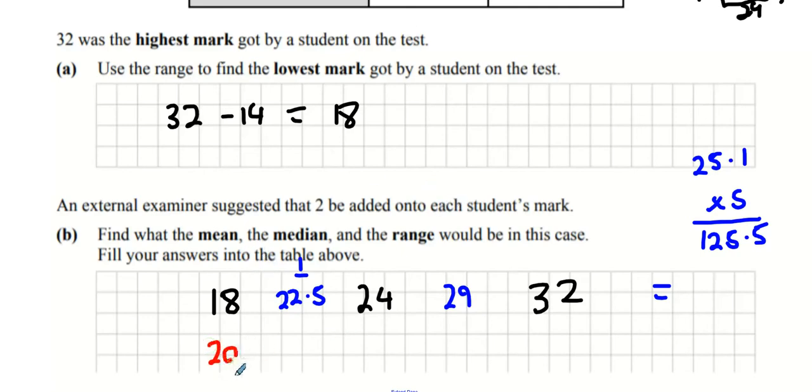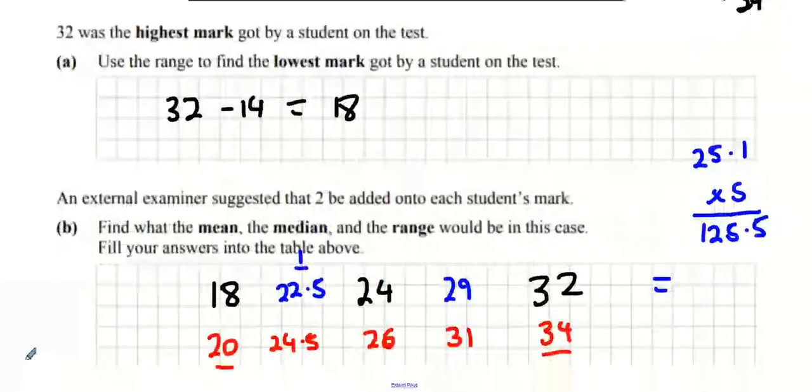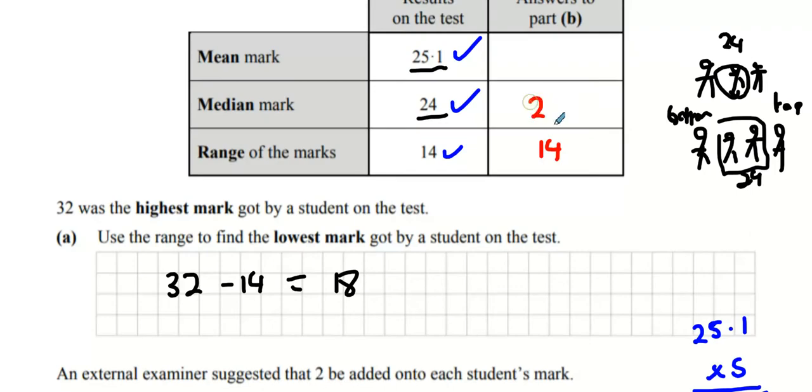Well, this will be 20. This will be 24.5. This will be 26. This will be 31. And this will be 34. The top number take away the bottom number is still 14. So the range remains unchanged. The median, however, is now 26, so the median raised up by 2.